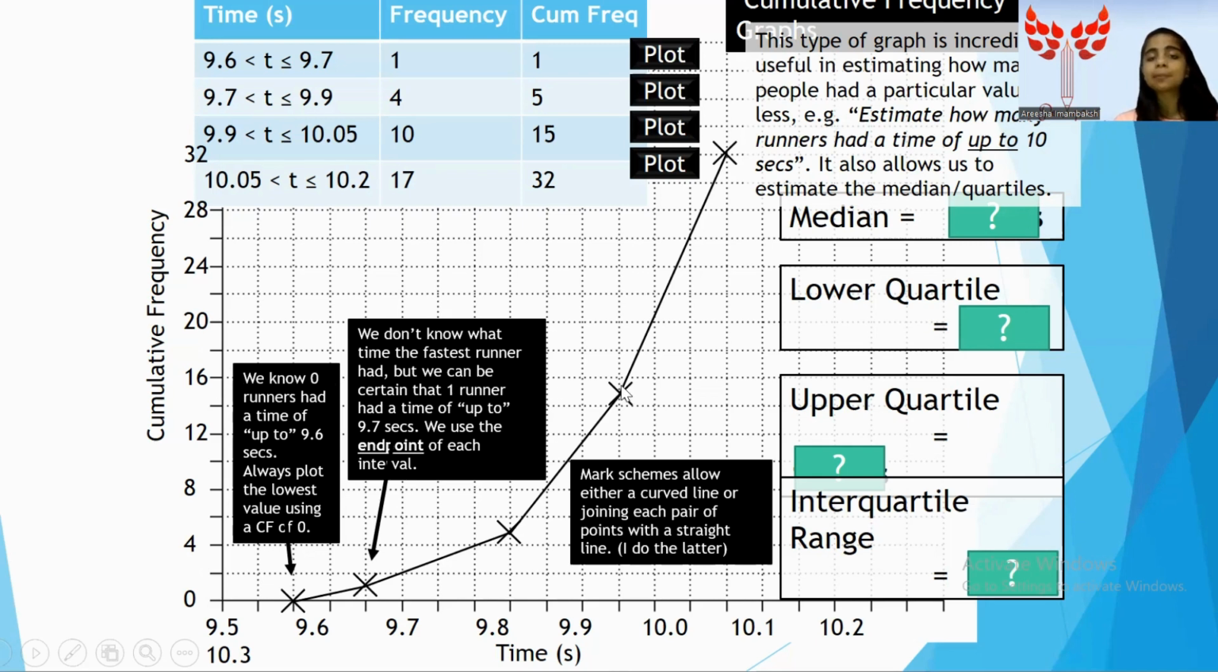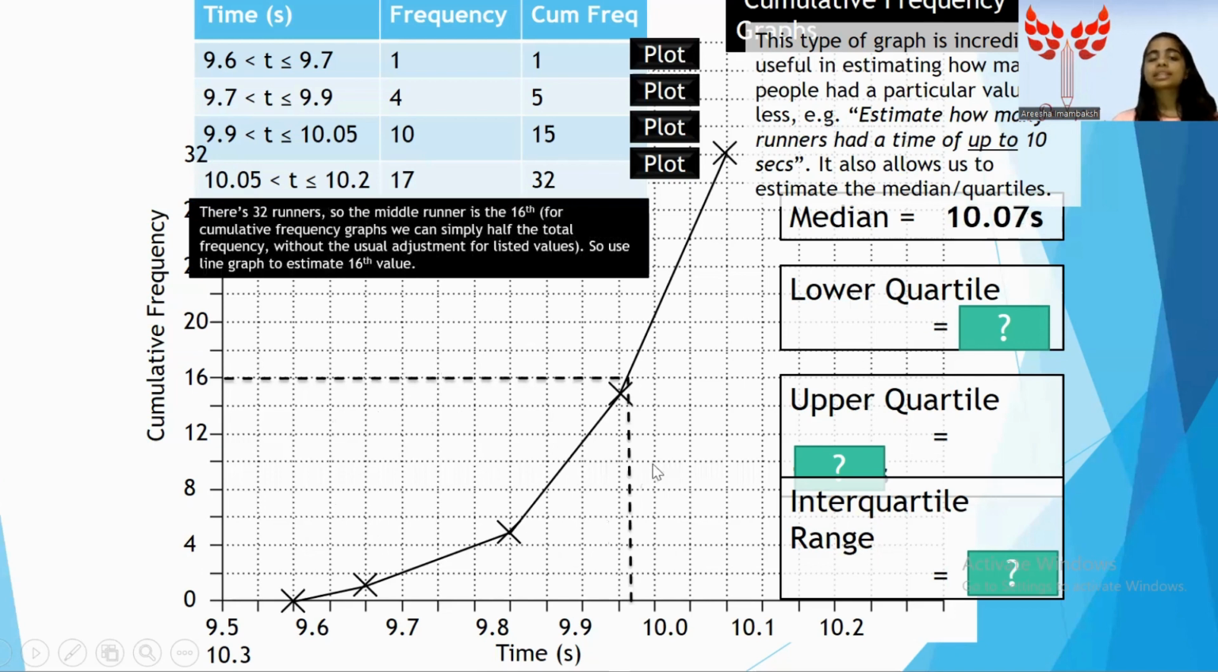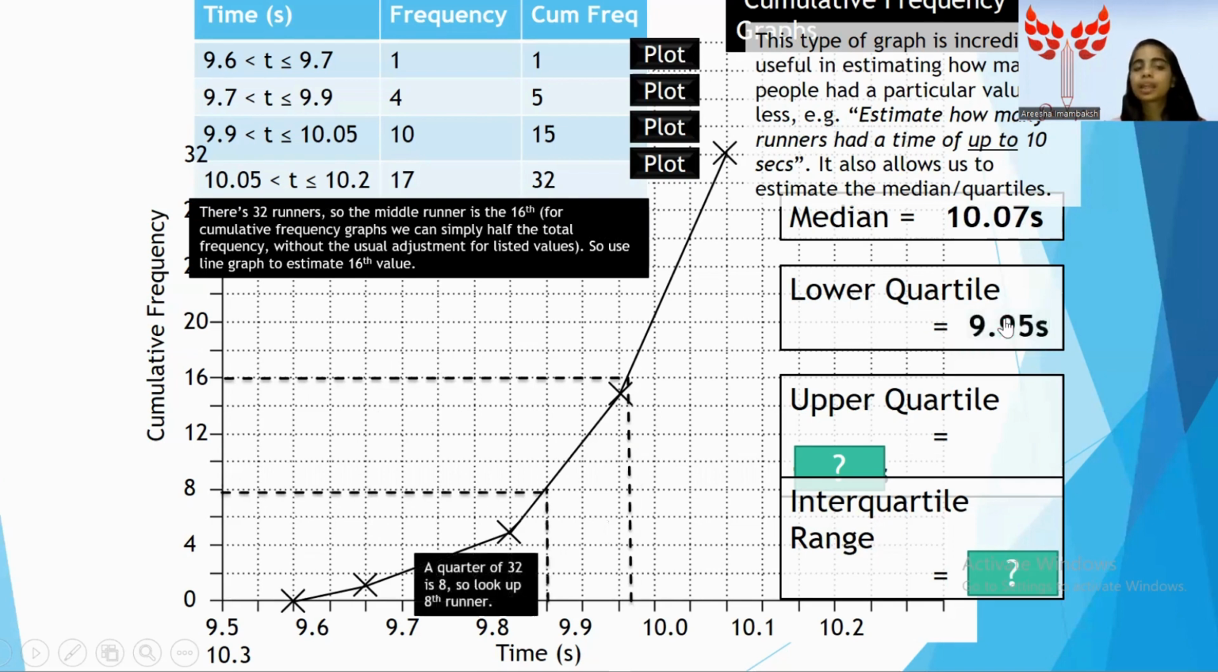So at the 16th position, you need to see what is the value on the graph on the x-axis. You will check 16 on the y-axis. You will check the cumulative frequency and you'll see the corresponding x value. So as you can see, for 16, the value is 10.07 seconds. Then the lower quartile will be 8. How? 25% of 32, that is 8. And at 8, you'll see the corresponding x value, 9.95 seconds.